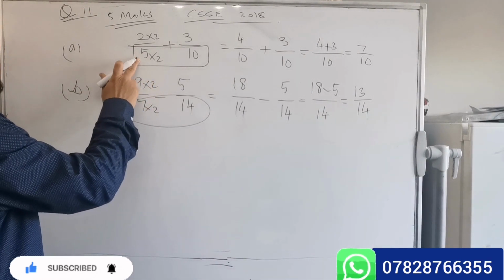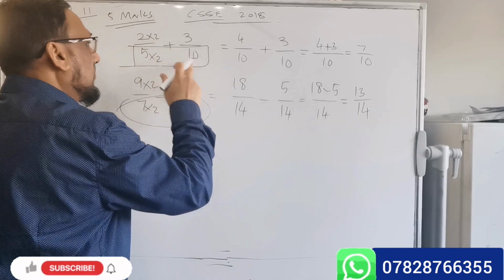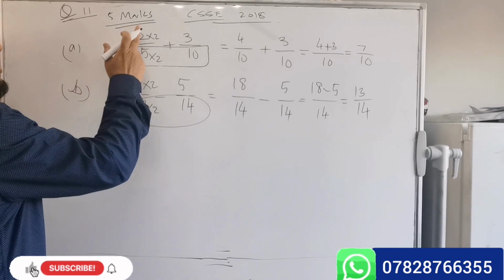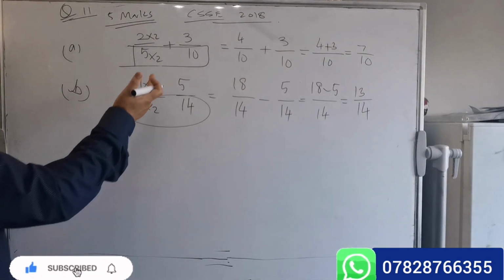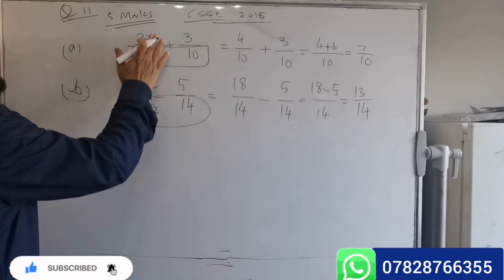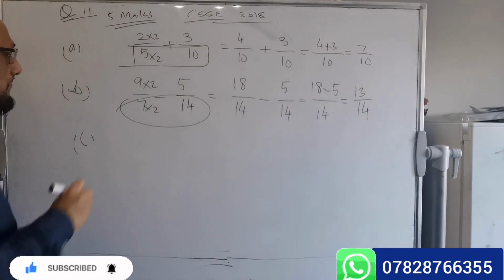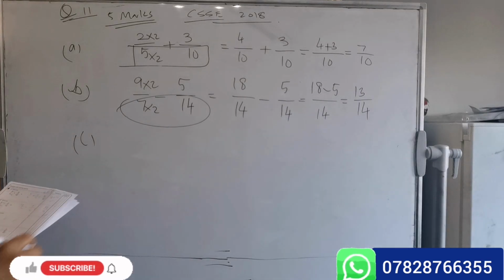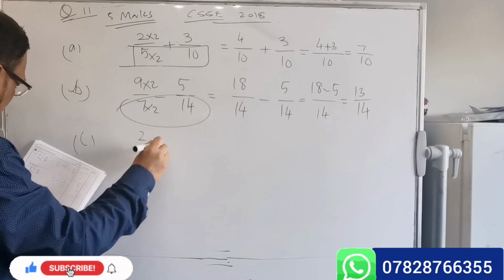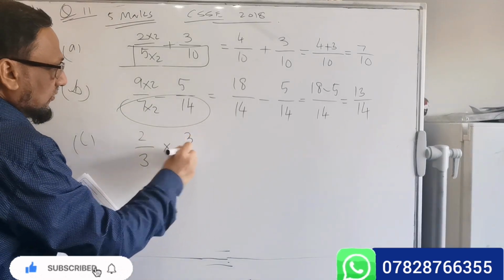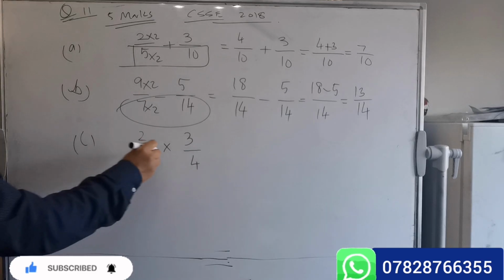So 5 times 2 is 10, to make the same denominator for the second fraction, and also 2 times 2 is 4, because the rule says if you times the denominator, you need to times the numerator. Now move to part C. Part C says 2 over 3 times 3 over 4, but this is not addition or subtraction of fractions, this is times.